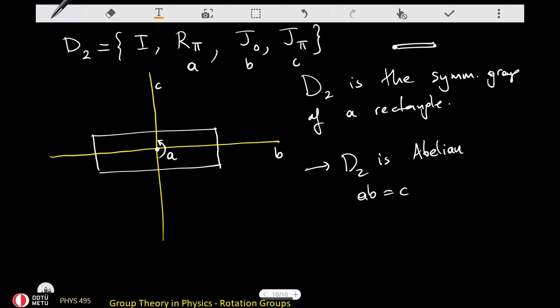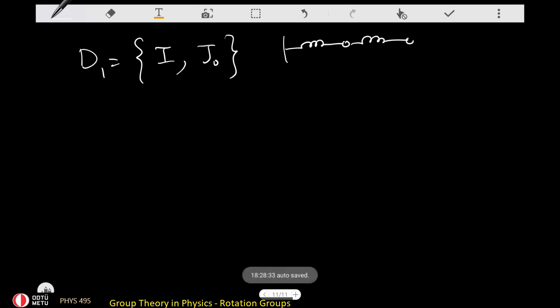In any case, I can still define a D1. In that case, of course, the only rotation is just the identity, and there is just a reflection in here. So that's the simplest one, where the only non-trivial operation is the reflection. That's also one of the things that we have seen perhaps in this double oscillator problem, for example. In any case, you can think of it as this kind of a symmetric group as well.